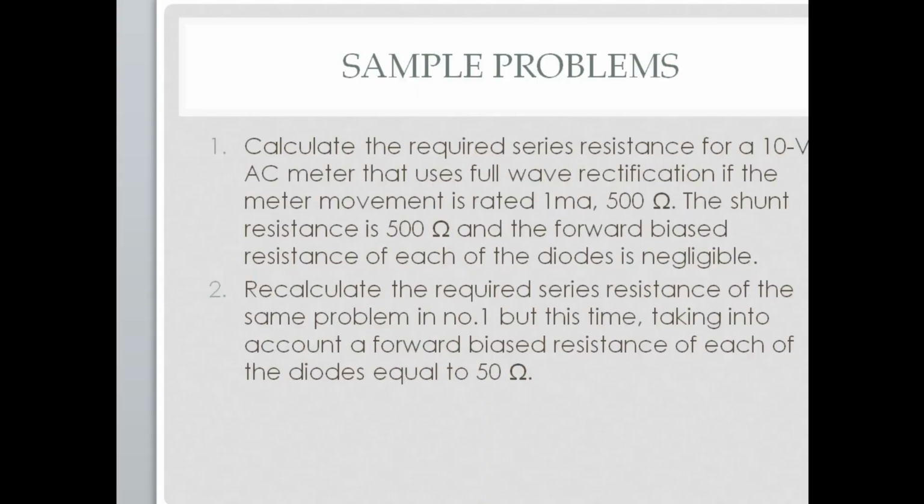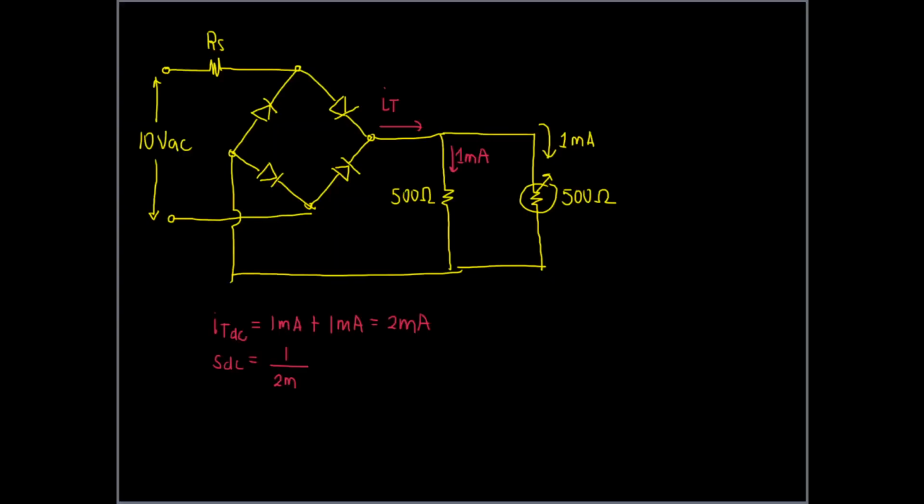For the second video, of course, we will be showing you the solution to problem number 2. And problem number 2 is basically similar to problem number 1. Only this time, what if we are to consider the forward biased resistance of each of the diodes, which is basically equal to 50. So we go back to the diagram. So it's the same diagram. I did not delete this portion anymore because I'll explain this by and by.